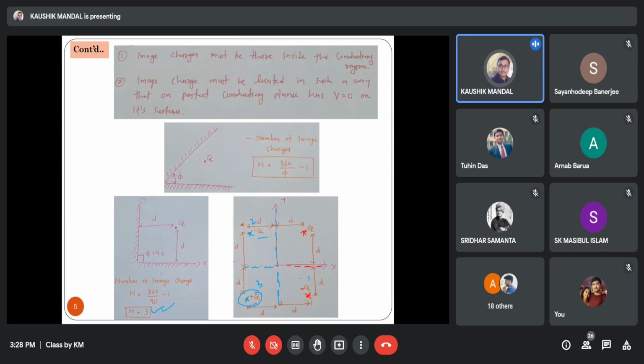So by applying the image charges, we can easily remove the infinite ground plane. But the point is that once we remove the ground plane, we have to replace it by the corresponding image charges. And if we consider more than one ground plane and the ground planes are making some angle of phi, then the total number of image charges will be n equal to 360 by phi minus 1. And this is the practical example of how we can find out the images for this type of placement of the ground plane.